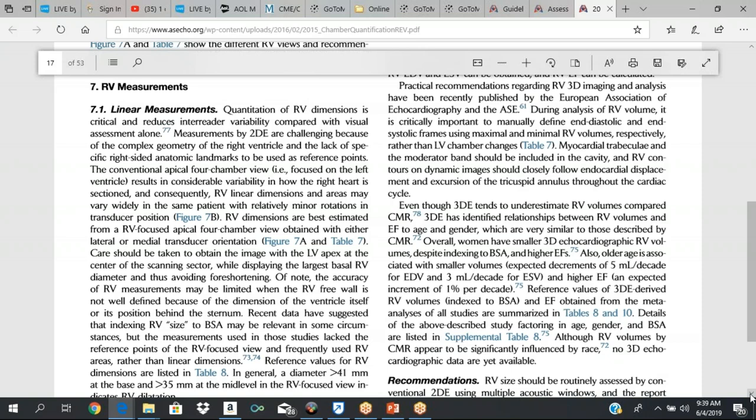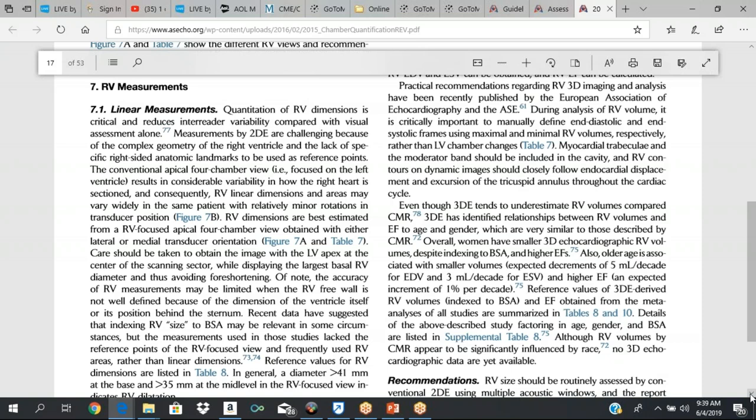Care should be taken to obtain the image with the LV apex at the center of the scanning sector while displaying the largest basal RV diameter and thus avoiding foreshortening. Of note, the accuracy of RV measurements may be limited when the RV free wall is not well defined because of the dimensions of the ventricle itself or its position behind the sternum.